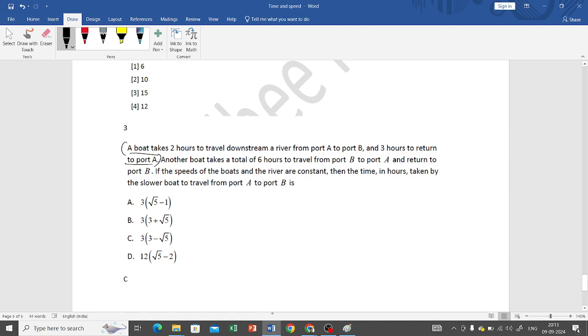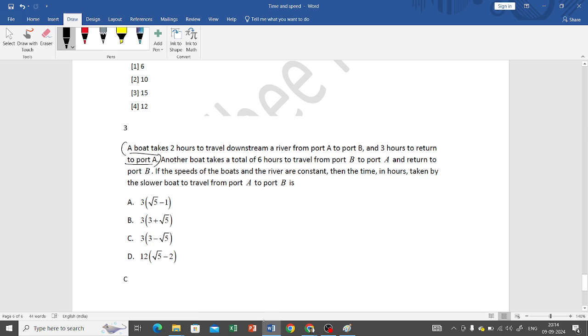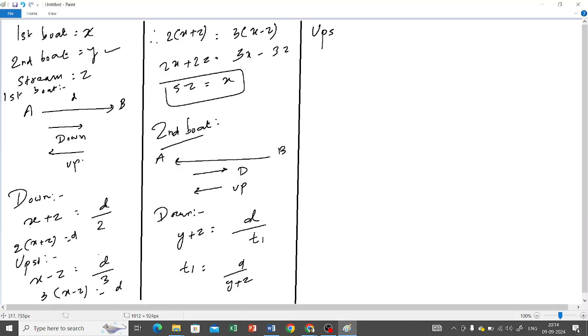It is given in the question: downstream a river from port A to B. So from A to B is downstream, from B to A is upstream. So for downstream, what is going to be the speed of the boat? x plus z, and that is going to be d by 2, because d is the distance that I have taken. On simplifying, I am getting 2 within bracket x plus z equals d. Upstream, the speed is going to become x minus z, that is equal to d by 3. Why 3? Because it is given that it takes 3 hours to return to port A. d is equal to 3 within bracket x minus z.